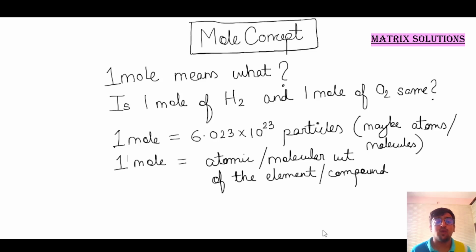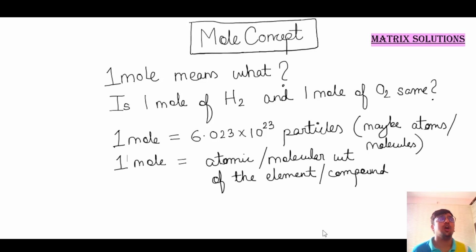Like, what is 1 mole of H2 and 1 mole of O2? Are they same? Not necessarily, but the quantities are the same. Means the quantity of H2 and the quantity of O2 is same. But we can't compare 1 kg of rice with 1 kg of lentils because they are not essentially the same. So what is 1 mole? And how many particles or how many atoms or how many molecules do they have?